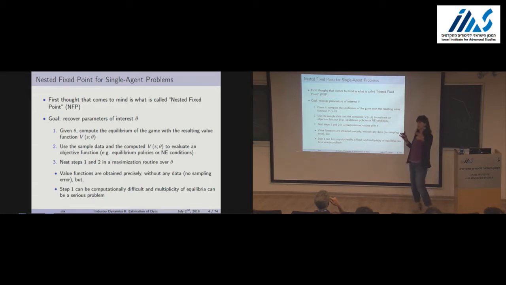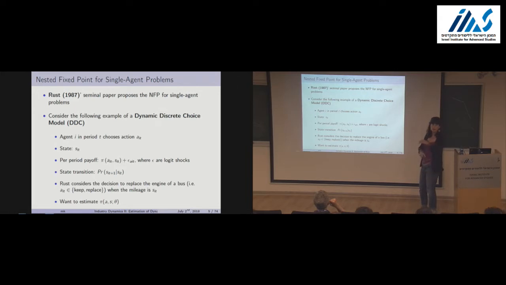So before going into how you would go about things in the case of games, I want to go through the standard nested fixed point estimator. And I'm sure some people in the room are going to have seen this before. This goes back to Rust 87, which is a seminal paper, proposes this estimator for single agent dynamic problems. And we're going to do this for a fairly simple class of models, which are called dynamic discrete choice, and they are exactly what you expect them to be. Think about a simple static logit model, except there is a future, and so for every choice there is a value function that you are trying to maximize.